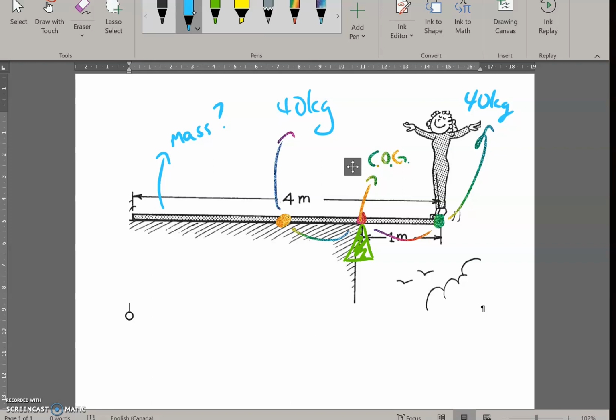So there's actually 50 kilograms of stuff on this side and 30 on this side, but it's still balanced because the centers of gravity are an equal distance away from the pivot point. Therefore, the two centers of gravity must be equal to each other.